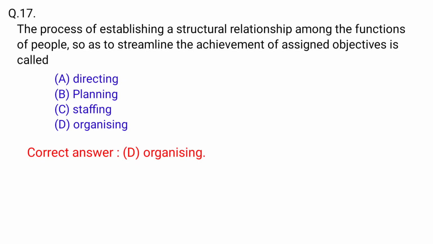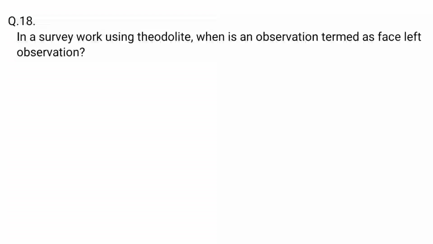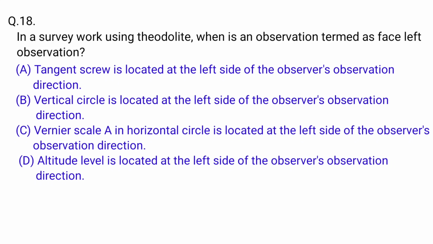Correct answer is option D. organizing. Next. Question number 18. In a survey work using theodolite, when is an observation termed as face left observation? Options A. Tangent screw is located at the left side of the observer's observation direction. B. Vertical circle is located at the left side of the observer's observation direction. C. Vernier scale A in horizontal circle is located at the left side of the observer's observation direction. D. Altitude level is located at the left side of the observer's observation direction.